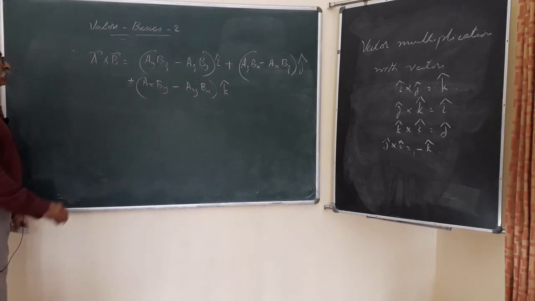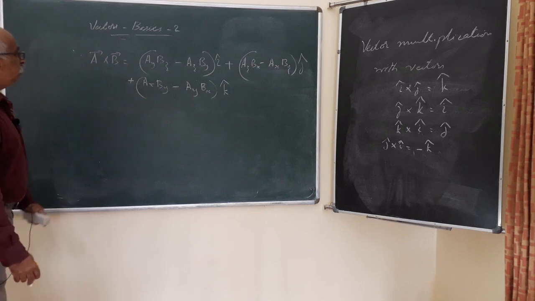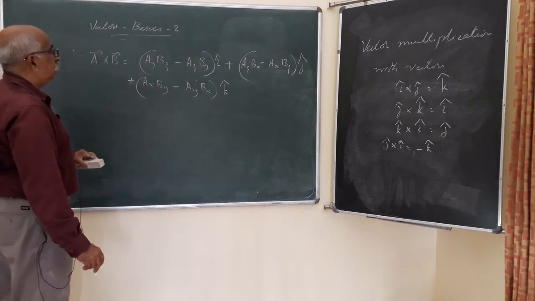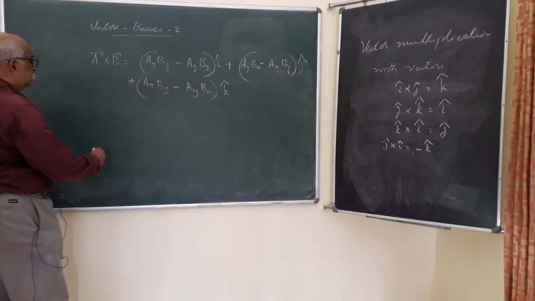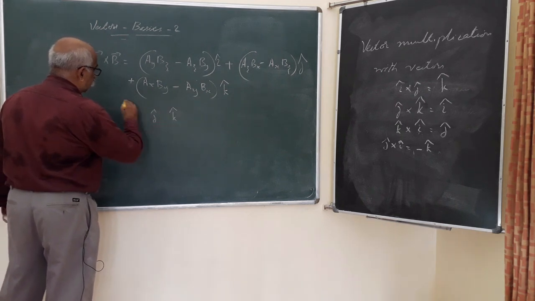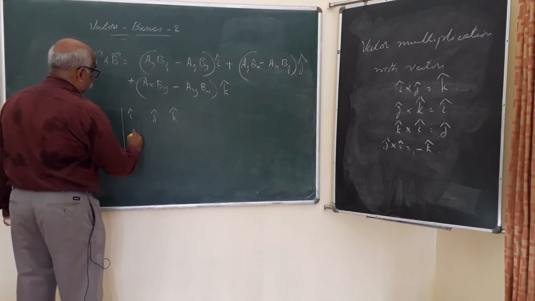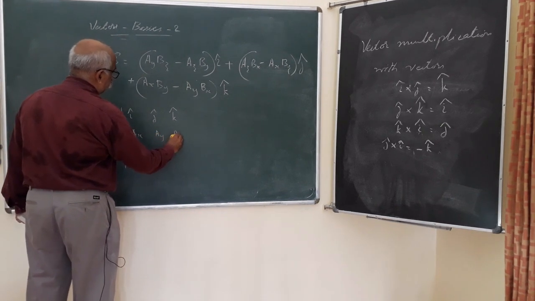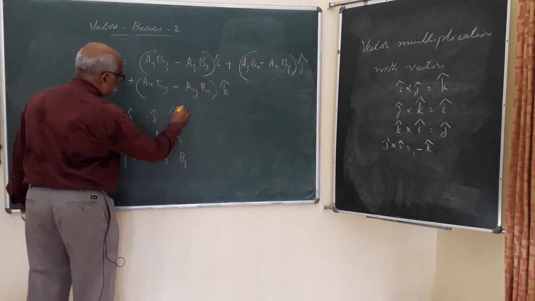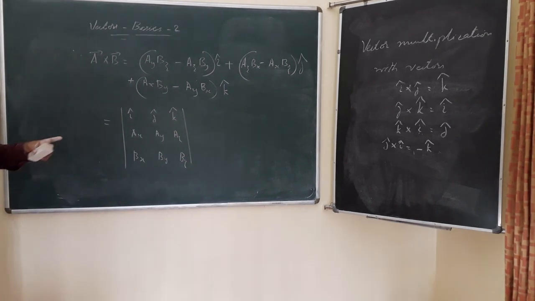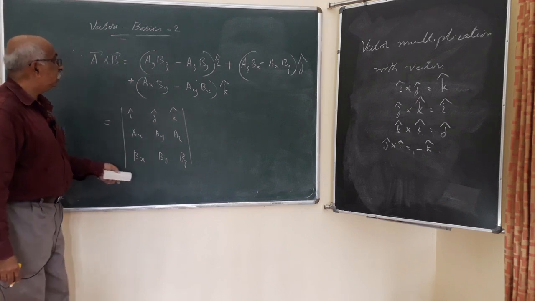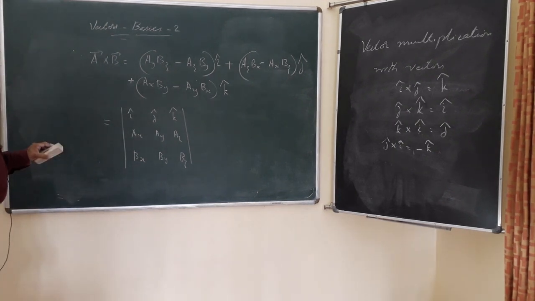The cross product of two vectors, we see they are non-commutative. A cross operation is non-commutative. A cross B is not equal to B cross A, but it is minus B cross A. This is how it is found. And there is a simpler way to remember these things. In terms of ijk, we can write the cross product as the determinant of Ax, Ay, Az, Bx, By, Bz. If you evaluate this determinant, you find it turns out to be this formula. So this is an easier way to find the cross product of two vectors A and B.